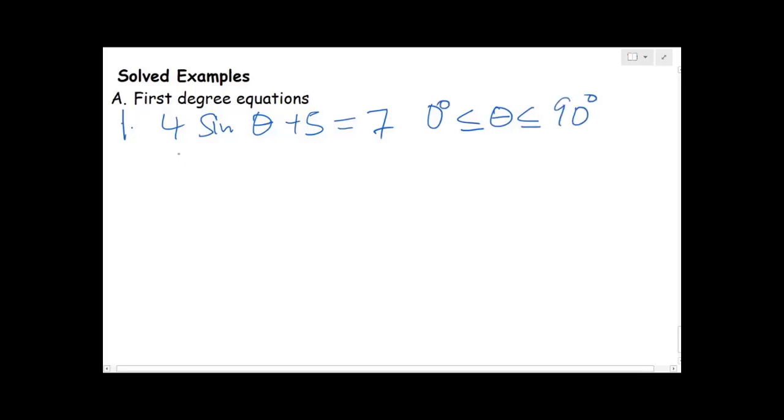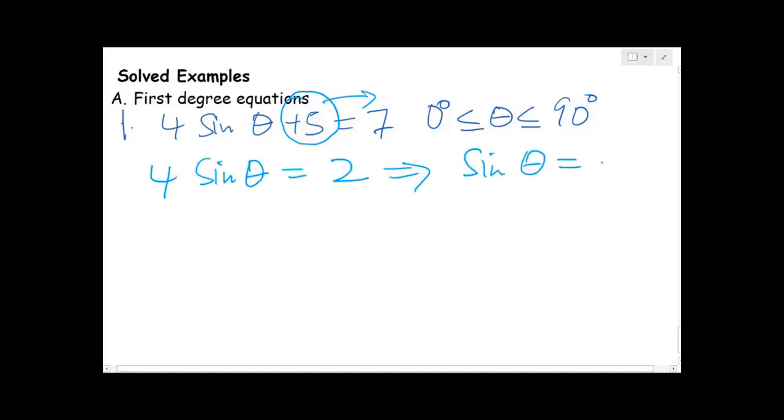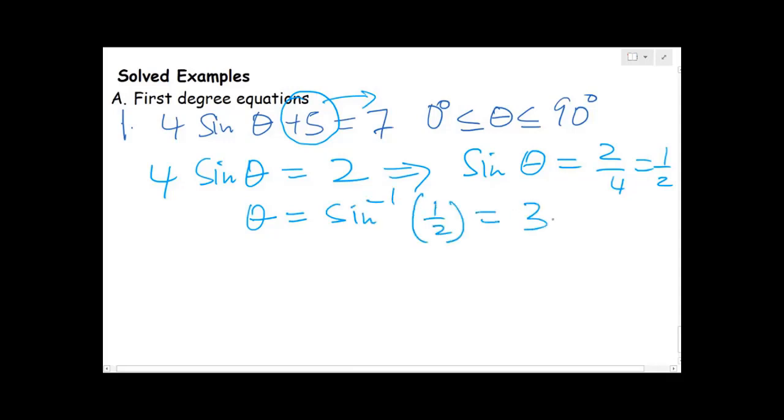Like the algebraic equations, the first thing we do is we take like terms together. 5 crosses to the right hand side. We have 4 sine of theta. We divide both sides by 4. We get the sine of theta is equals to 2 over 4, which is equals to a half. From there we therefore have theta is equals to sine inverse of 1 over 2, and this one gives us 30 degrees.